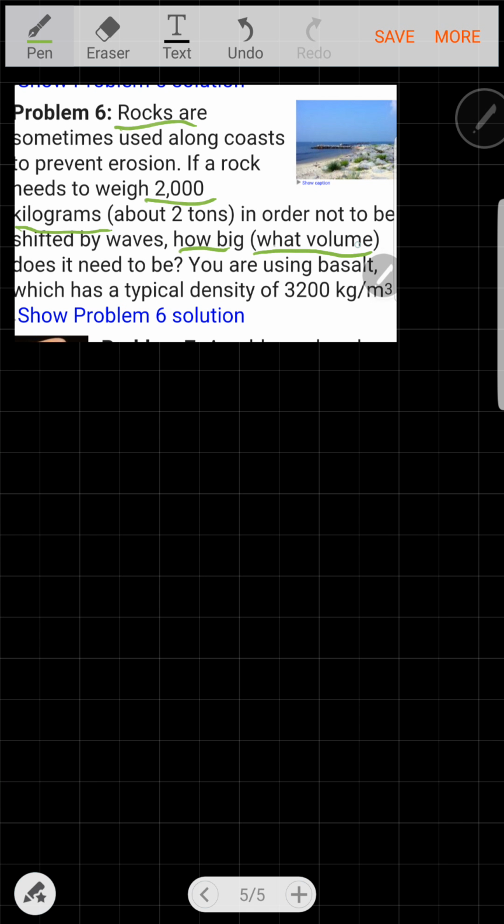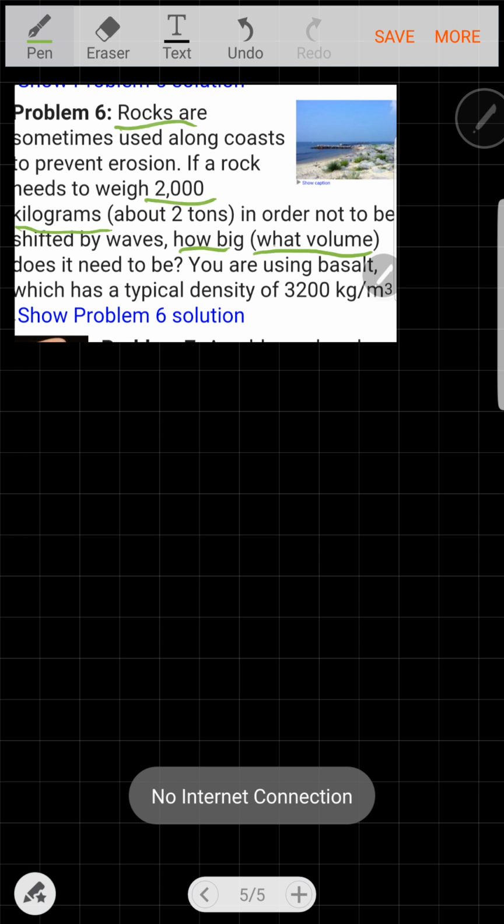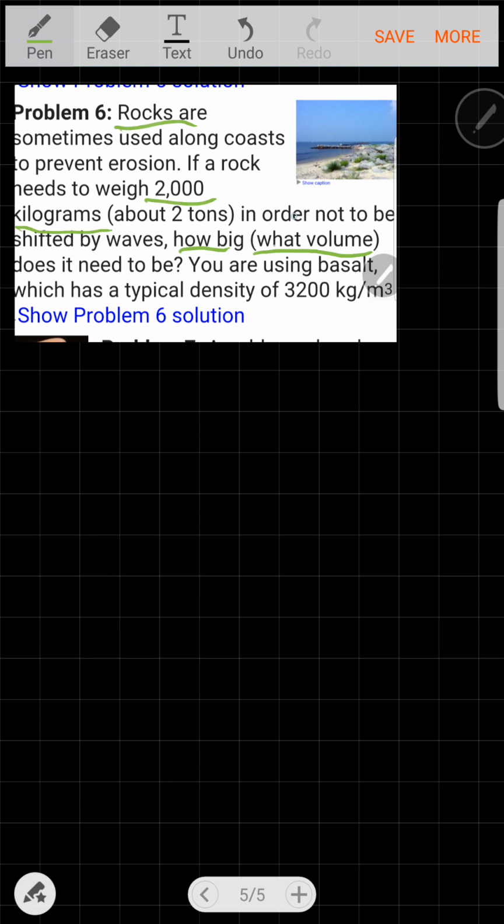We talked about that in class. When it says how large something is, it's really asking for the volume. Does it need to be? You are using basalt, which has a typical density of 3,200 kilograms per meter cubed. So you have the density right here, and then you have the mass right here, because it needs to weigh that much.